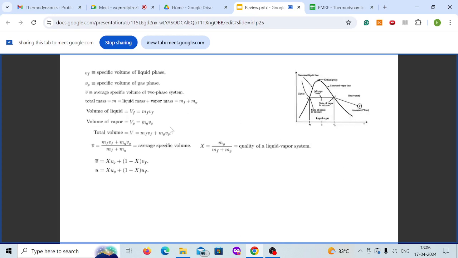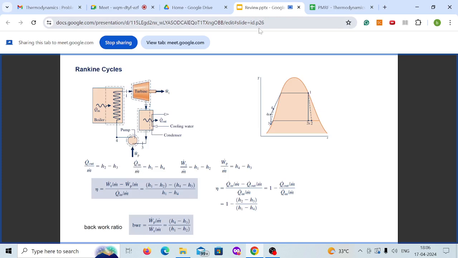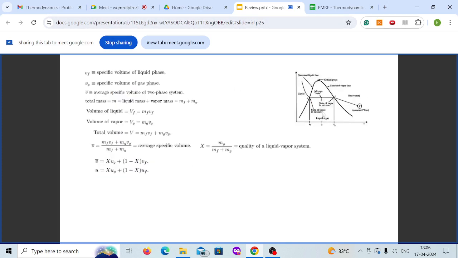So next, before going to the Rankine cycle: the Rankine cycle occurs in the two-phase region. So we need to find out the properties defined for a two-phase system. If you see, this is your saturated liquid line and saturated vapor line, your two-phase dome, and any process occurring between A, B and C is your phase change.